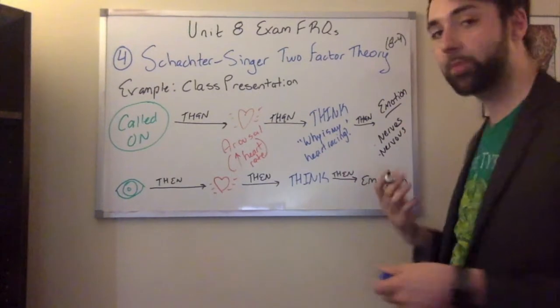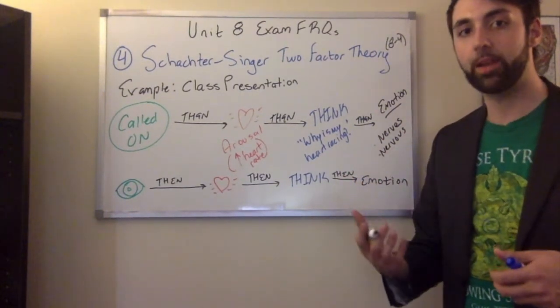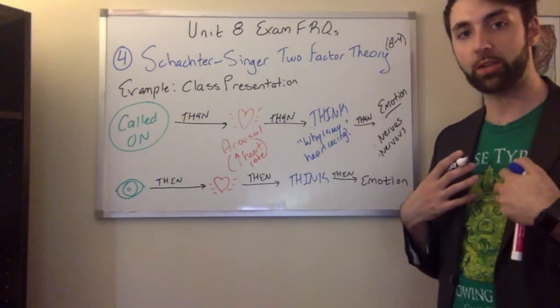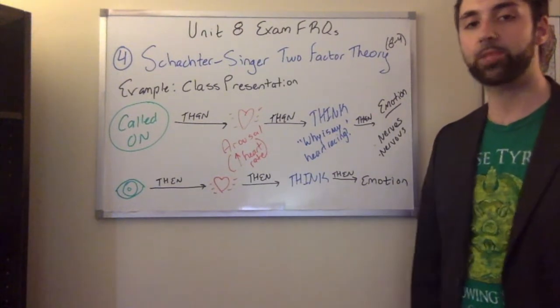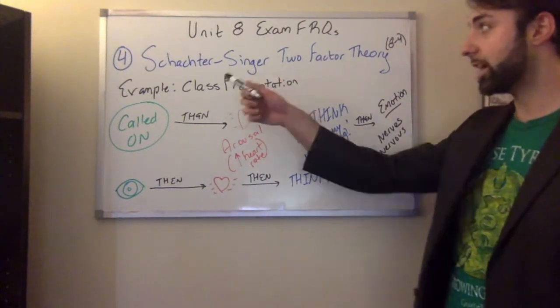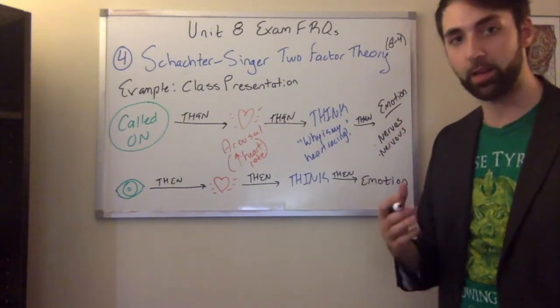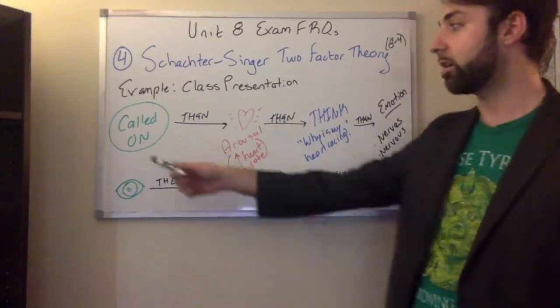If you feel nervous before giving a presentation, you very easily could do a worse job because of your appraisal of your physiological arousal as being a result of nerves. You certainly don't want to give a class presentation while nervous. So this Schachter-Singer two-factor theory could very easily explain why you do poorly on some type of class performance or performance in general. You get called on.